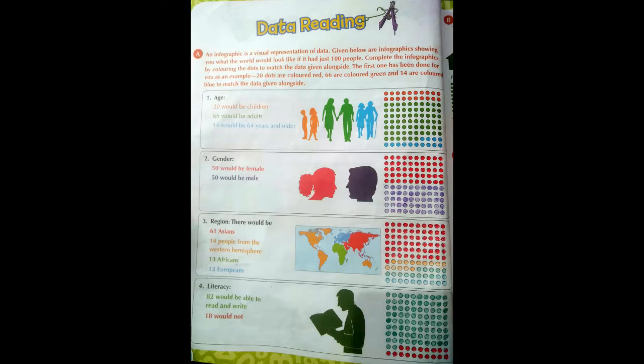Come to the second one. Second one, gender. 50 would be female, in red color. That is written in red color. So we are going to color 50 dots in red. Can you color? Okay. Next. See, 50 would be male. That is written in purple color. So you are going to color 50 dots in purple. Okay. Take purple color.